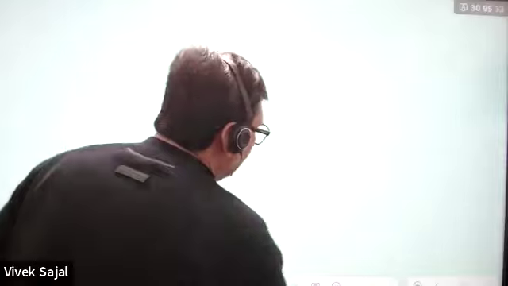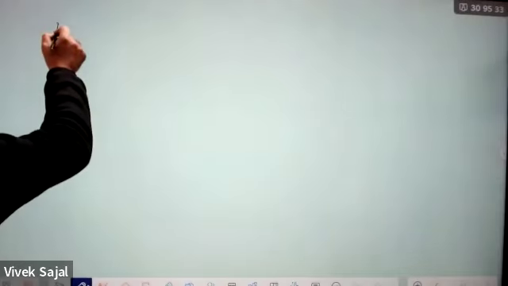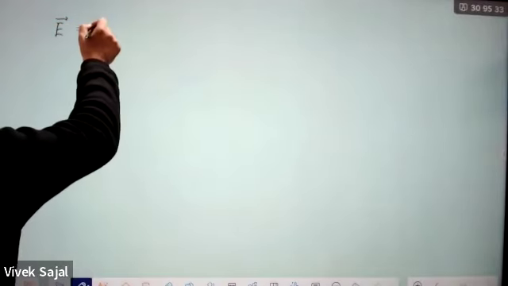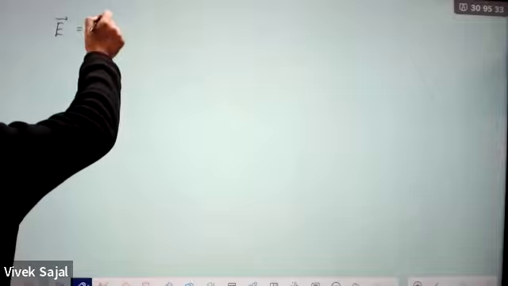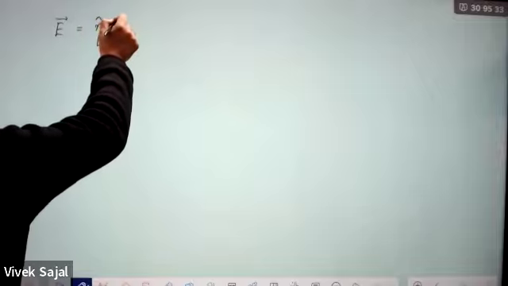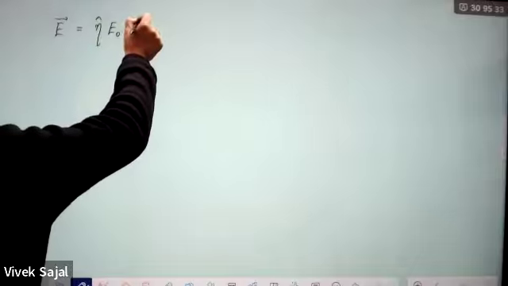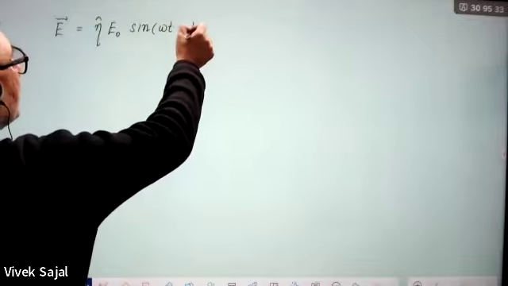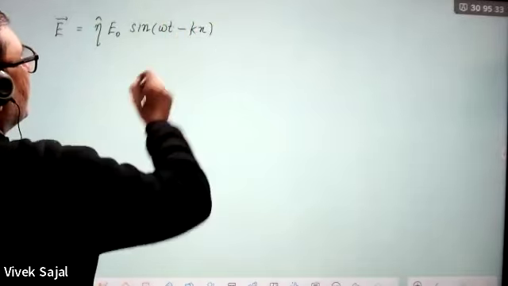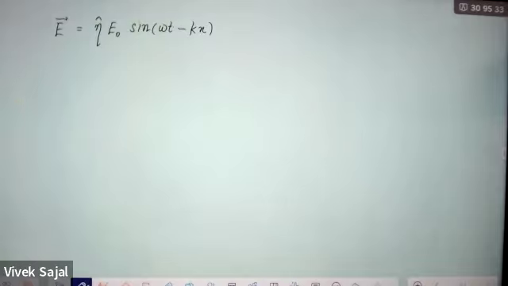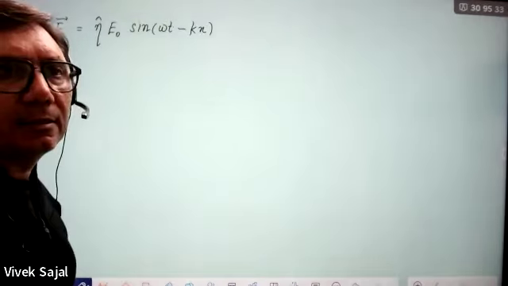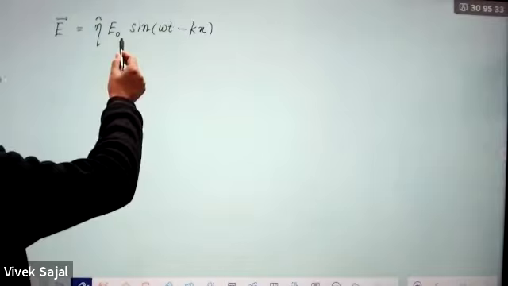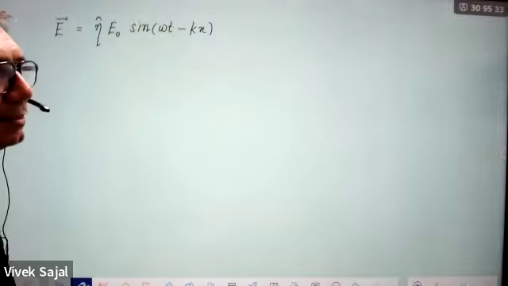Now, suppose I'm writing an electric vector like this, in some arbitrary direction. I say this is eta cap, and this is E naught sine of omega t minus kx. Try to understand, this will also be a plane polarized light. In which plane are all the electric vectors existing here?